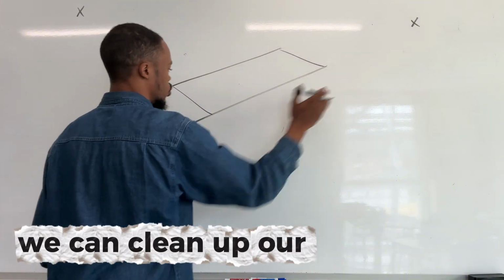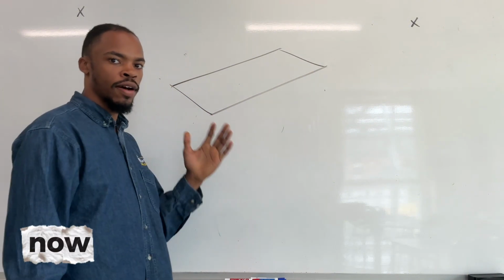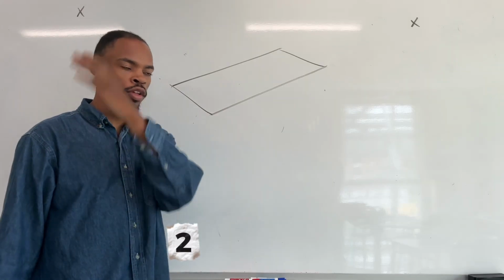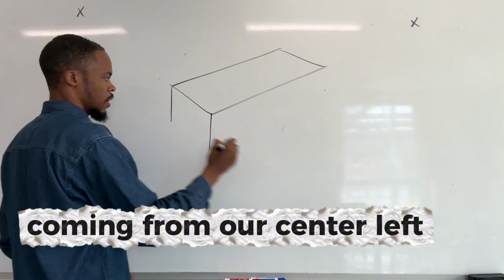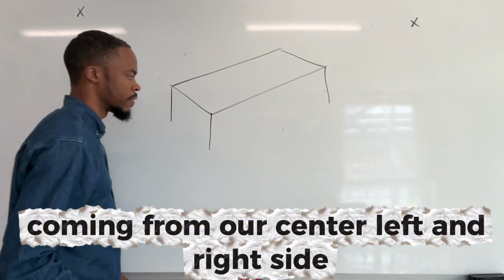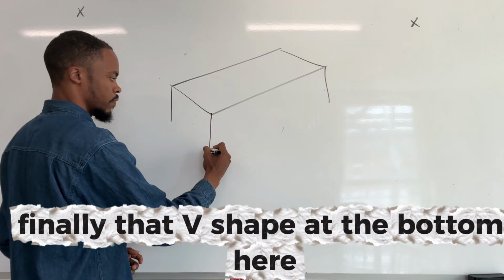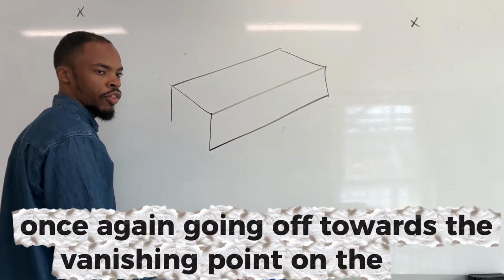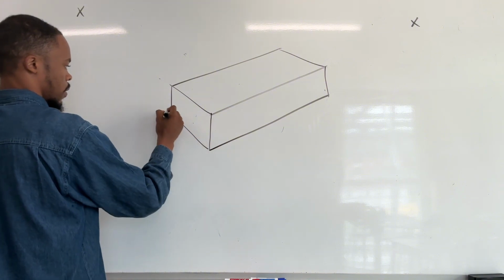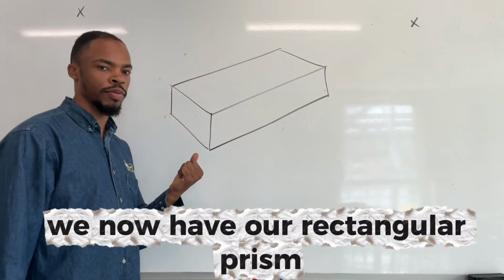We can clean up our drawing now. Now we're going to establish our 1, 2, 3 verticals coming from our center, left, and right side. Finally, that V shape at the bottom here with our lines once again going off towards the vanishing point on the right and off towards the vanishing point on the left. We now have our rectangular prism.